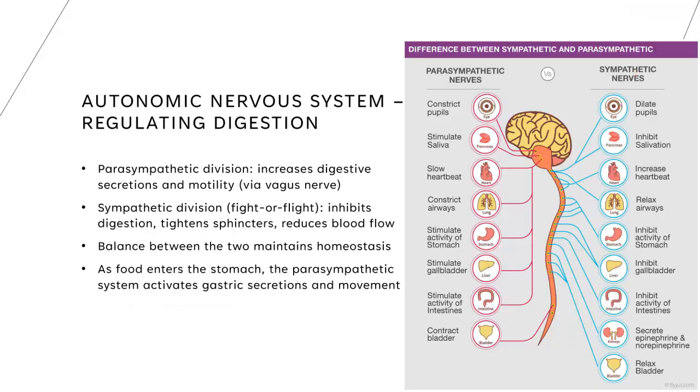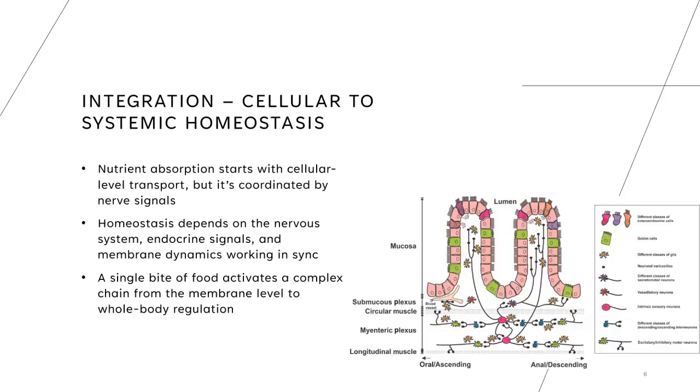Next point I want to make is autonomic nervous system, specifically regulating digestion. Parasympathetic division increases digestive secretions and motility. Sympathetic division is the fight or flight, which inhibits digestion, tightens sphincters, and reduces blood flow. Balance between the two maintains homeostasis. As food enters the stomach, the parasympathetic system activates gastric secretions and movements.